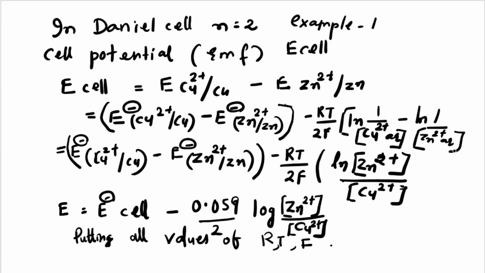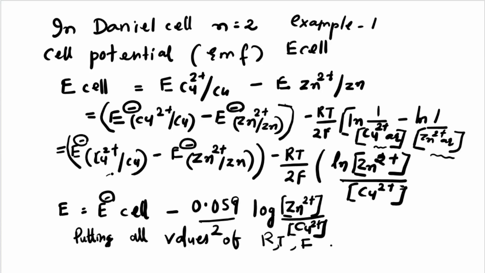Both molar concentrations you will put here, according to the question. And when you put the values of R, T and F and calculate, this is the value I already told. E equal to E0 cell, and E0 cell means the standard electrode potential of the cell.